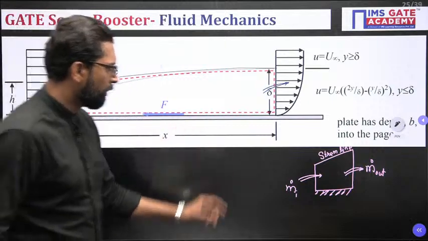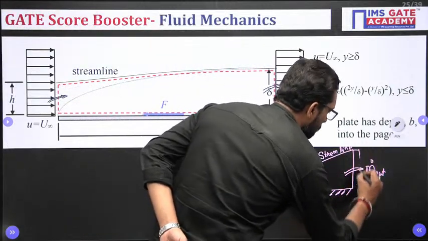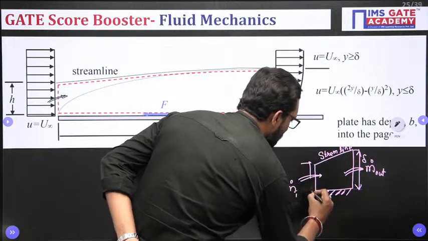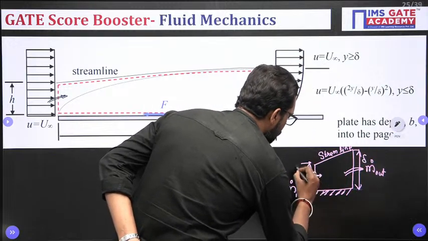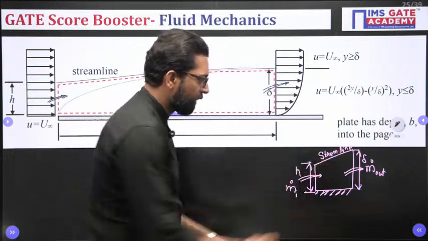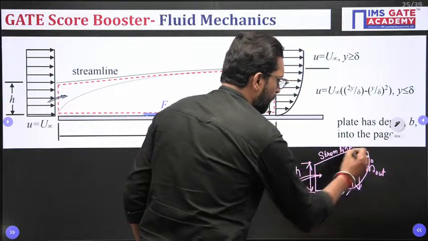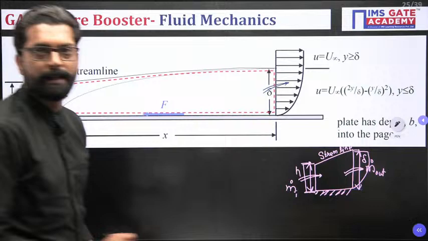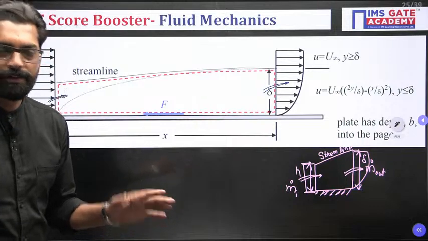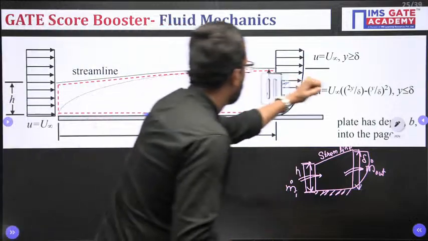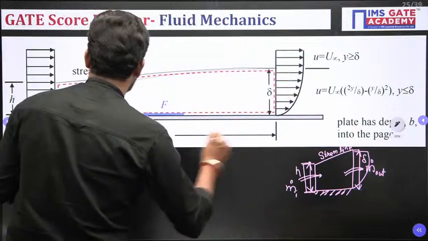So according to me, this height is delta, and this height is h. This velocity profile is linear, and this velocity profile is parabolic. This velocity profile is parabolic, and this velocity profile is linear. Clear? This is clear.